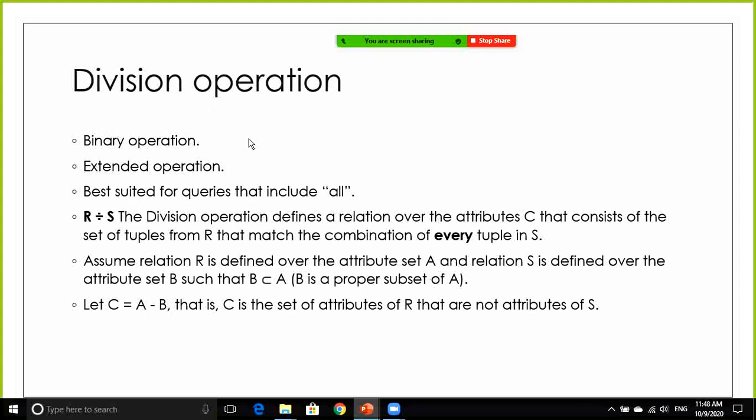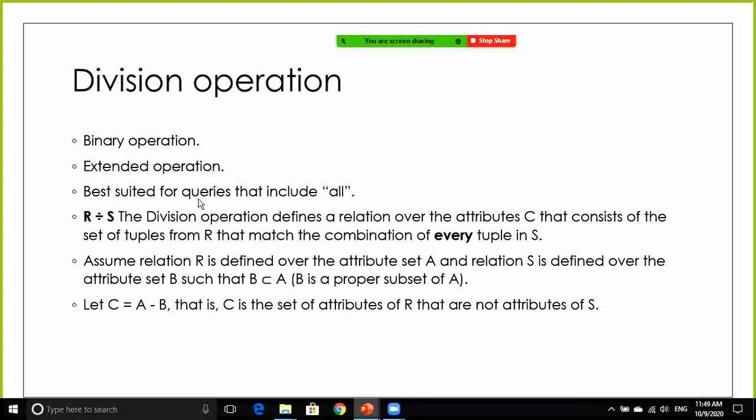So first we have division operation. Division operation is a binary operation. It means that we apply division operation on two tables. Then it is an extended operation. Extended operation means that division operation is not a basic relational algebra operation, as we can also perform division operation by the combination of basic relational expression. We will see how we can do it.